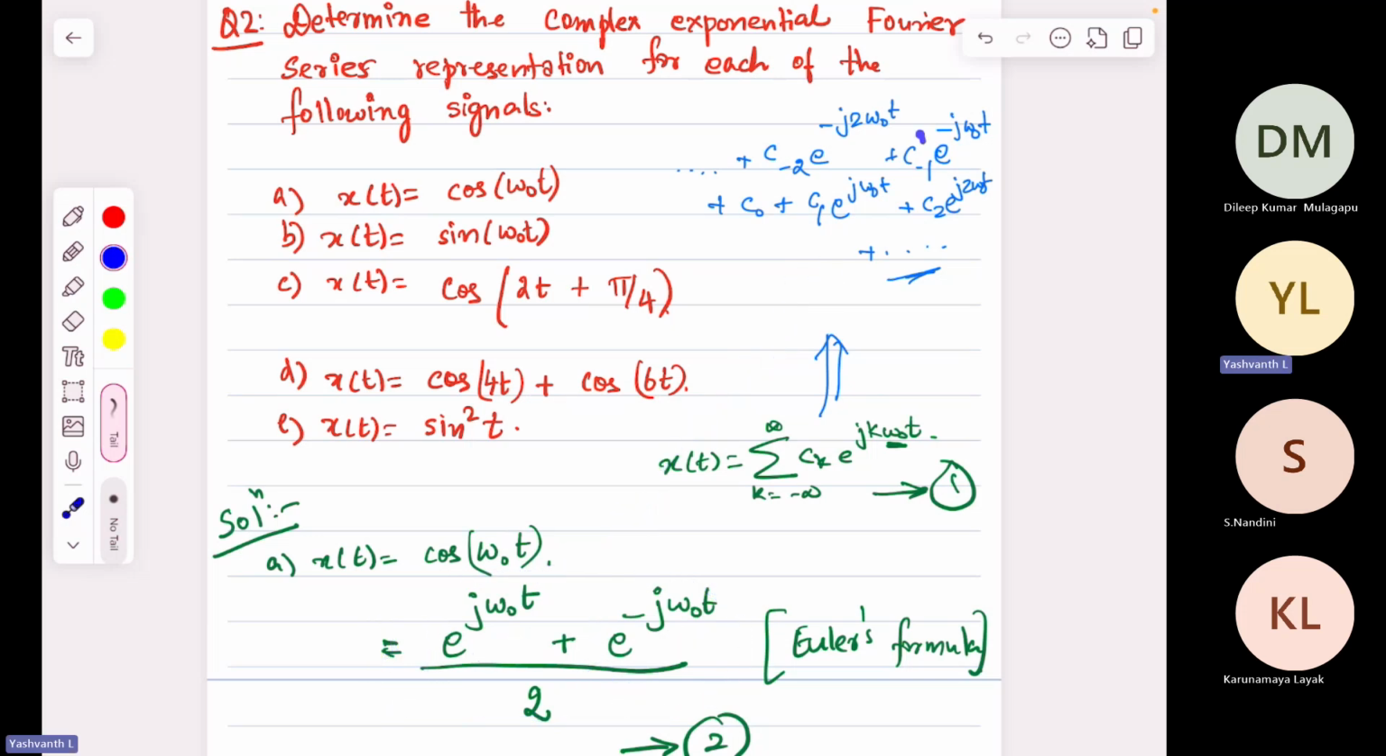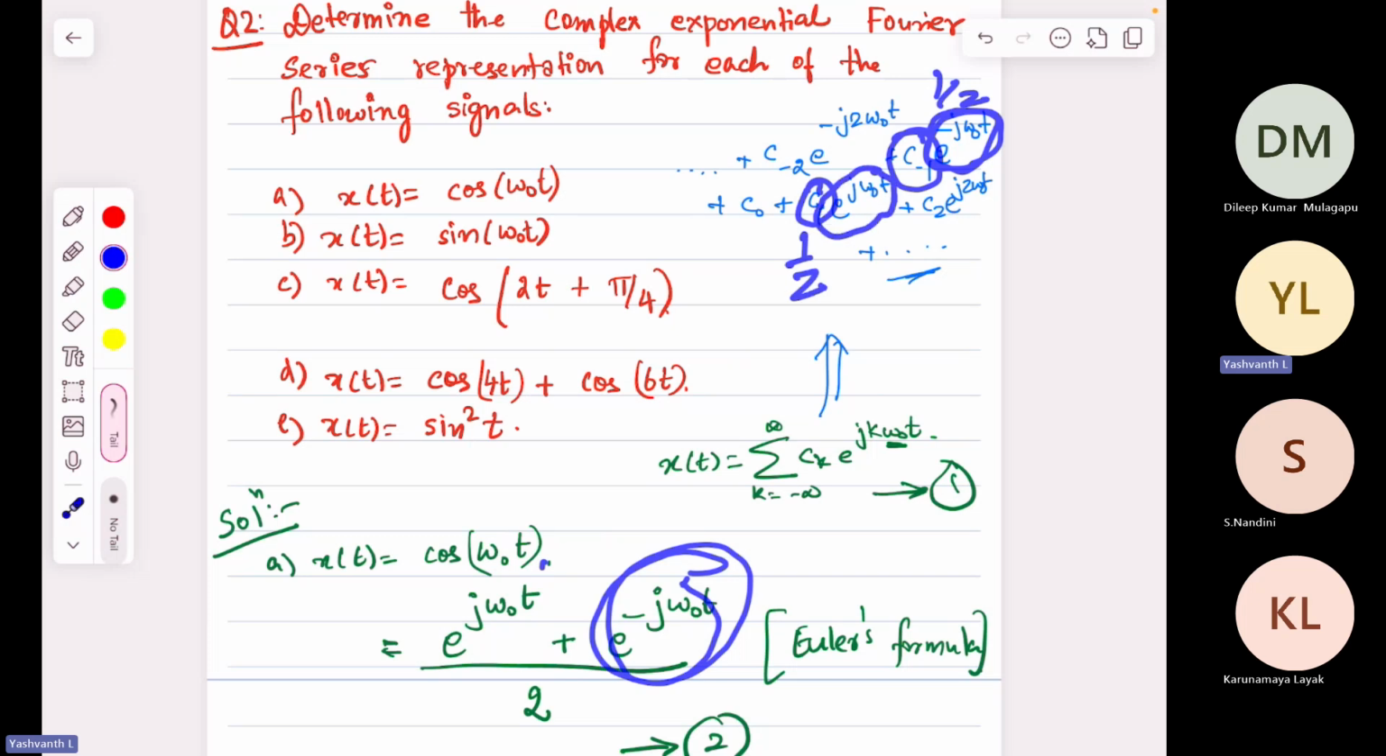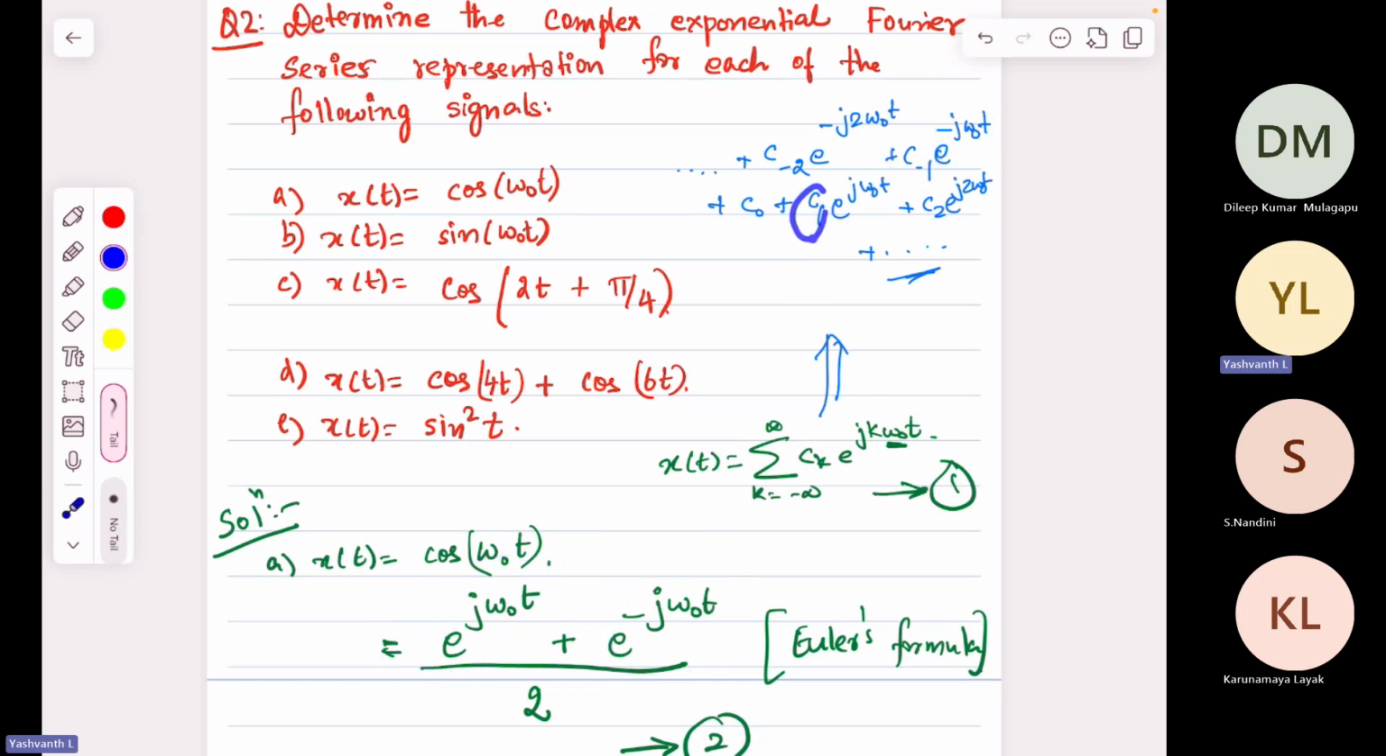What it means is that your c minus 1 is equal to half, because it is the coefficient of e power minus j omega naught t, which is also in the expression for cos omega naught t. Similarly, your C1 is also equal to half, because that is the coefficient of e power j omega naught t in our expansion for cos omega naught t. Therefore, C1 and C minus 1 are equal to half each. Now tell me, what are the values of C0, C minus 2, C2, C3, C4, and so on? What should be their values?